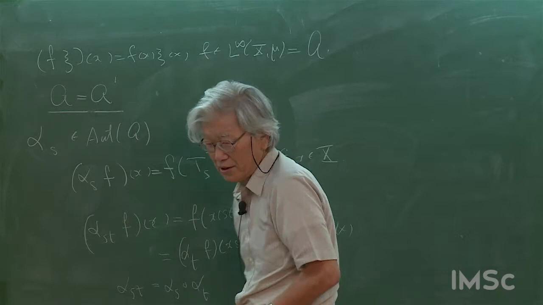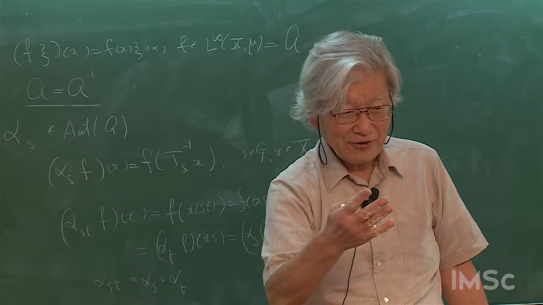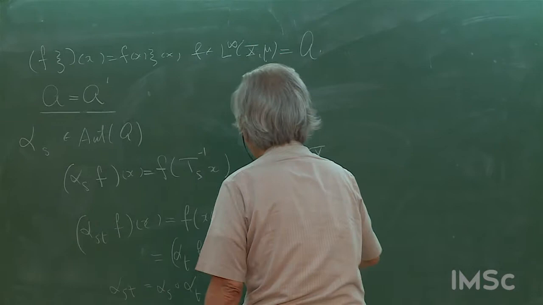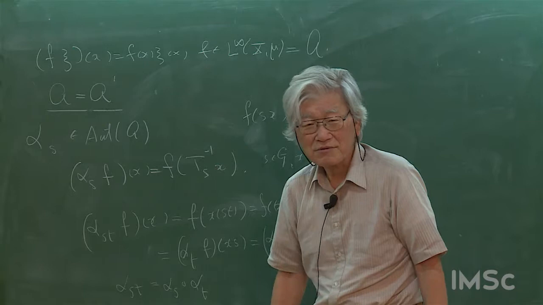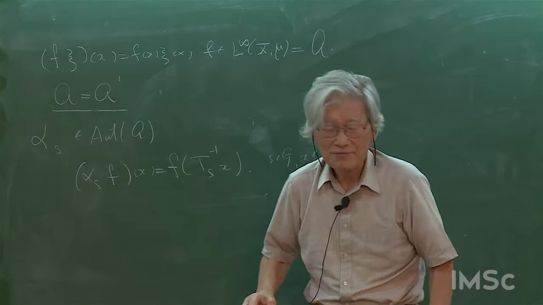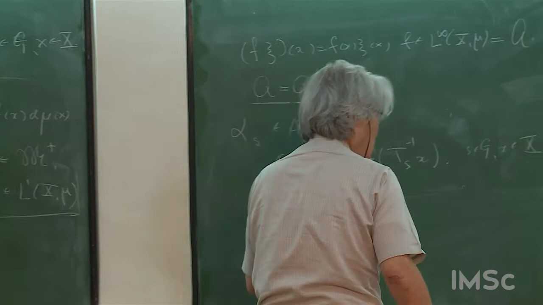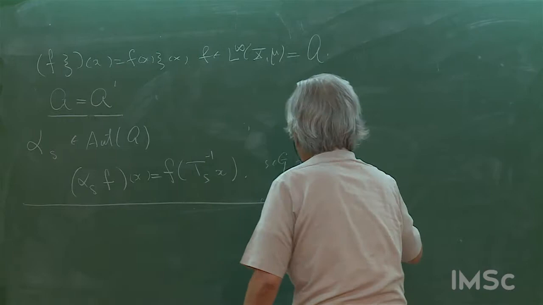But if you write on the left, you see that the product rule will be reversed. Alpha_ST, if you write it as F of SX, then you are in trouble. So you need the inverse if you maintain that, but since we are talking of groups, the inverse doesn't matter. Okay. So this way you have an automorphism action.